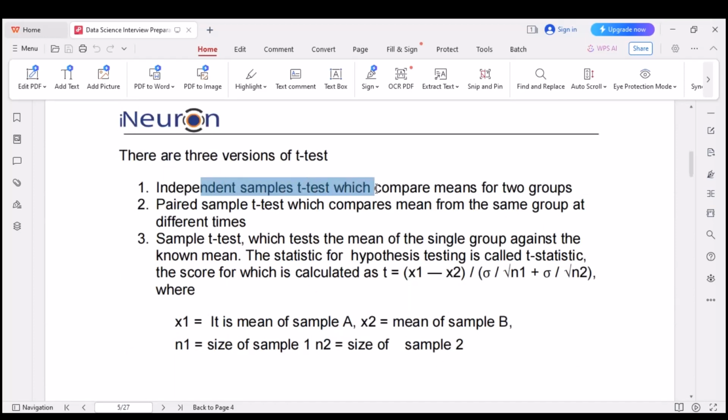Independent sample t-test, which compares means for two groups. Paired sample t-test, which compares the mean from the same group at different times. One-sample t-test, which tests the mean of a single group against a known mean. The statistic for hypothesis testing is the t-statistic.